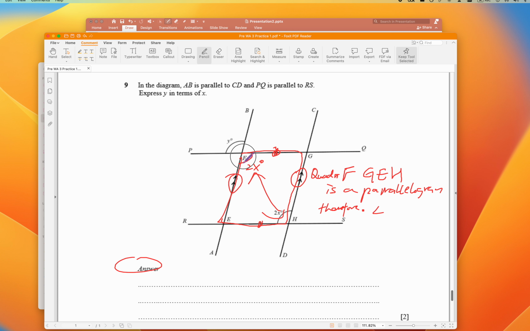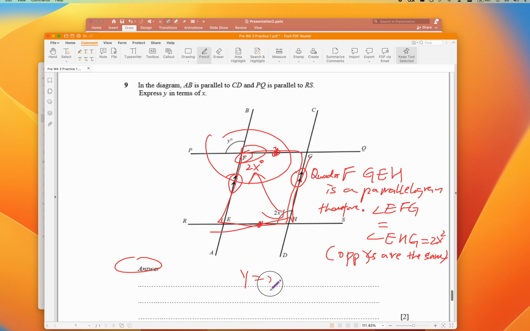So therefore, angle EFG means this one. Angle EFG is equal to angle EHG, which is equal to 2x squared. So opposite angles are the same. Understand or not? And then of course this, therefore y is equal to 2x. This is called opposite angle, because it's an x, right?